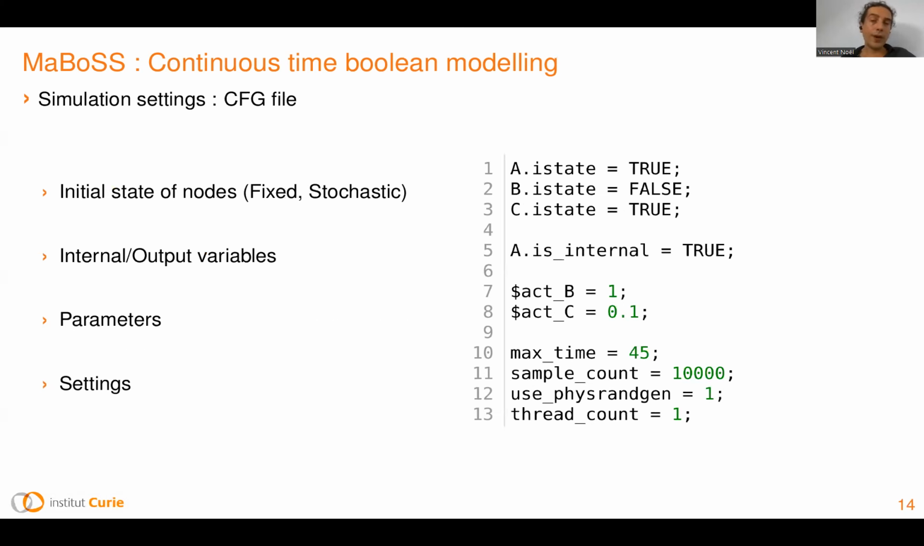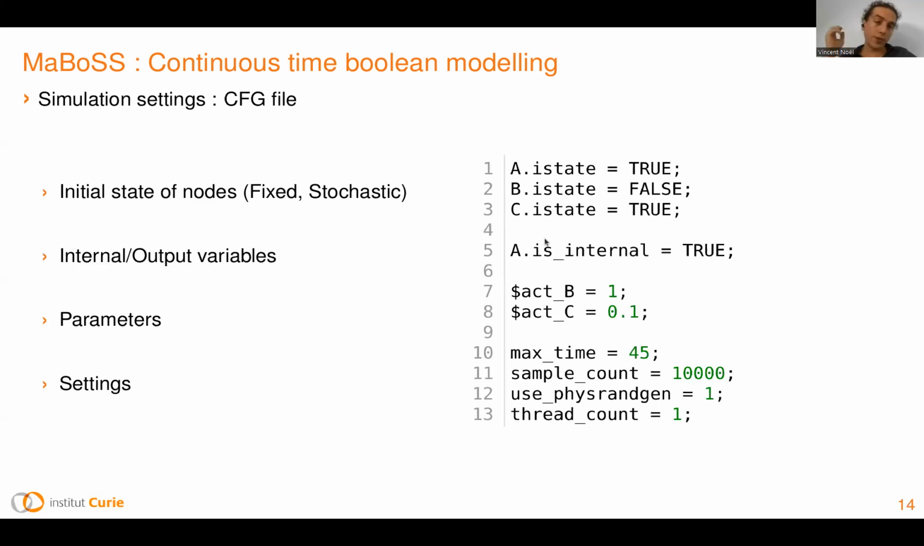And so now the other file that we have to define a MaBoSS model is what we call the simulation settings, which are embodied in a CFG file. So here we'll define really the settings of our simulation. So the initial states of the nodes at the beginning of our simulation. Here we define that A will be true, active, B will be false, inactive, C will be true, active.